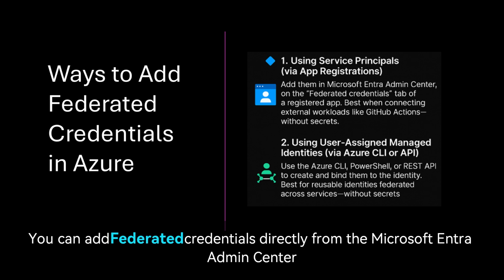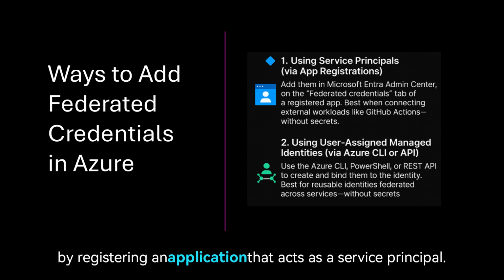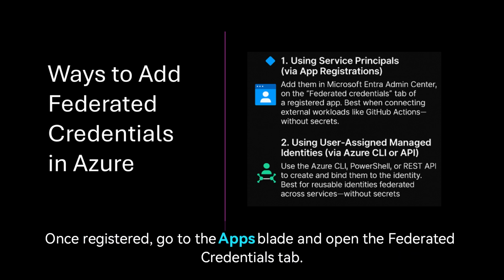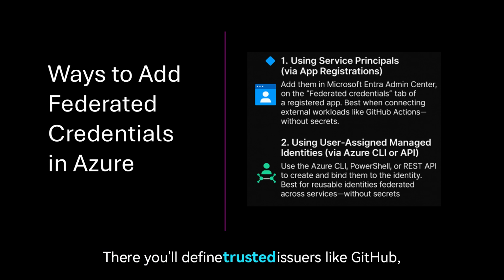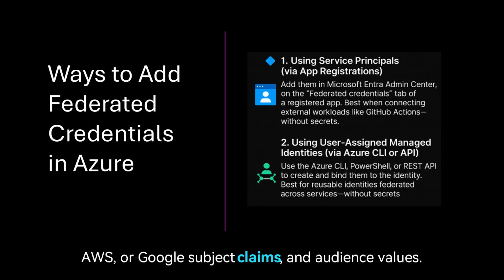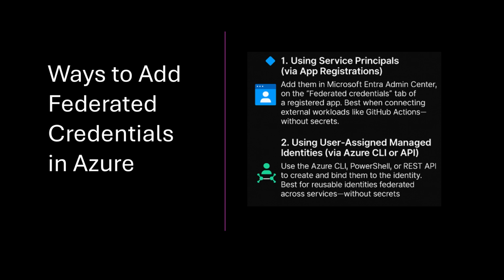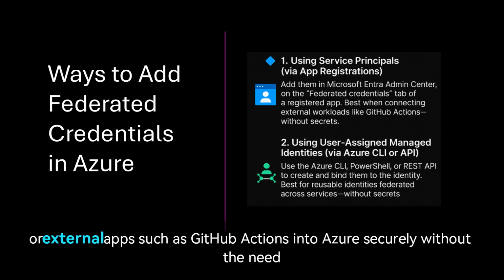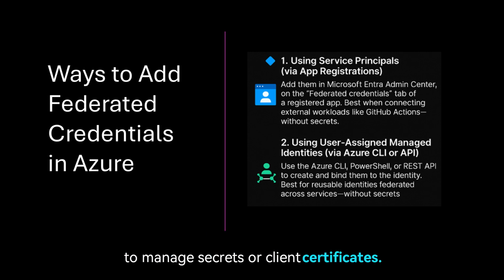You can add federated credentials directly from the Microsoft Entra Admin Center by registering an application that acts as a service principal. Once registered, go to the app's blade and open the Federated Credentials tab. There, you'll define trusted issuers, like GitHub, AWS, or Google, subject claims, and audience values. This method is ideal when you're integrating CI/CD pipelines or external apps, such as GitHub Actions, into Azure securely, without the need to manage secrets or client certificates.